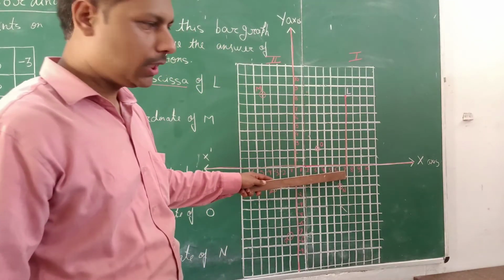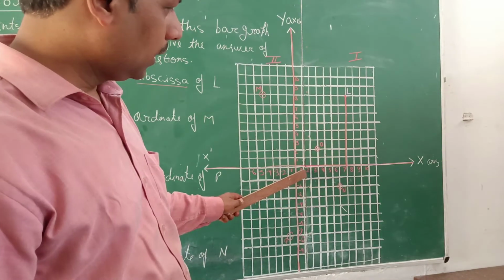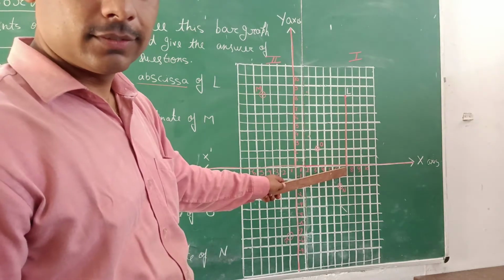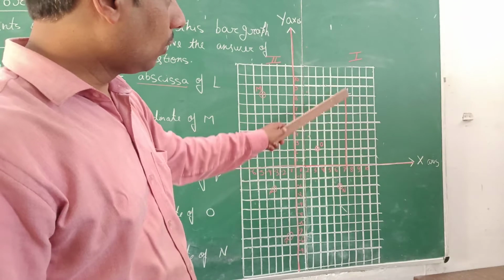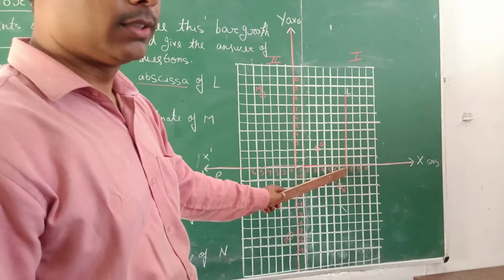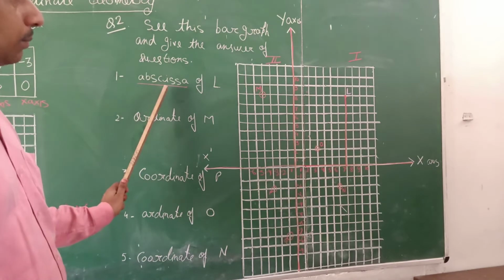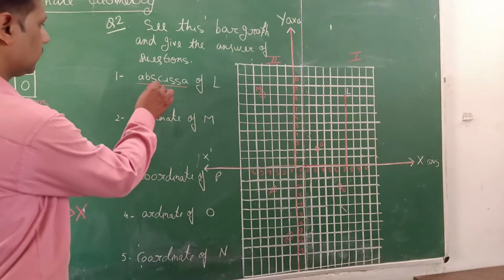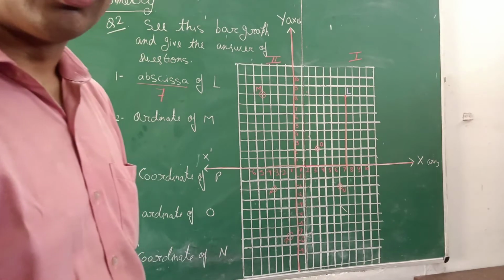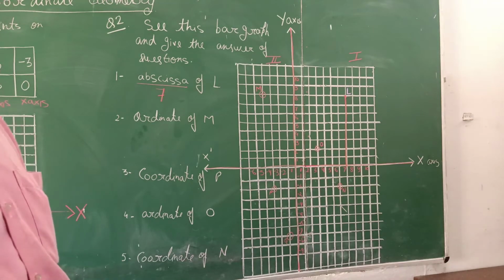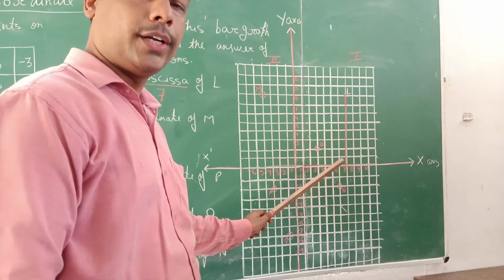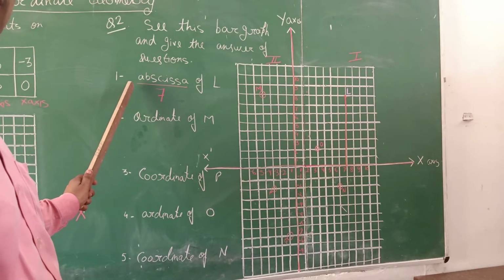Can you tell me the distance here? Just count it. 1, 2, 3, 4, 5, 6, 7. So the distance of L from the origin on the x-axis is 7 units. So we can say the value of abscissa of L is 7. No need to write the complete coordinate like 7 comma this. Only write the value of x if the question is only abscissa.